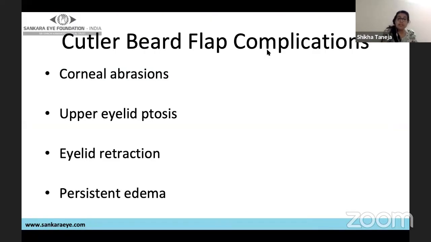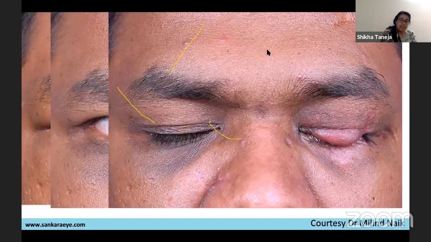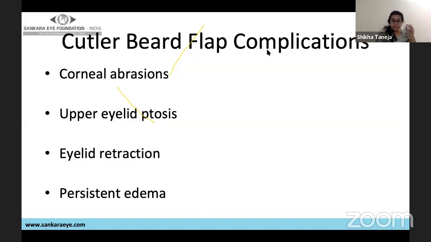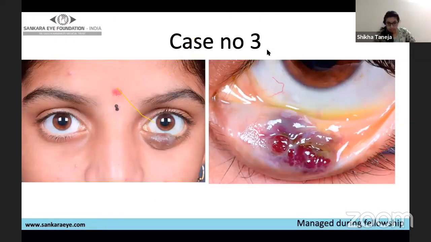So what can be the complications? There can be upper eyelid ptosis occurring, corneal aberrations as I had discussed. There can be lower eyelid retraction. There can be persistent edema. Now, this edema, as we had seen, there's slight edema, but it tends to resolve as time passes by.